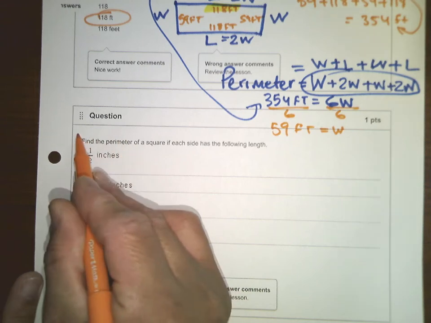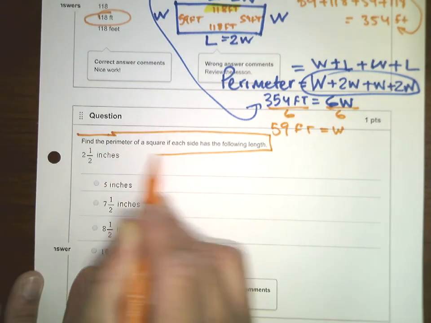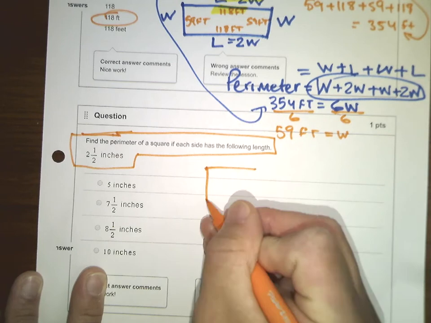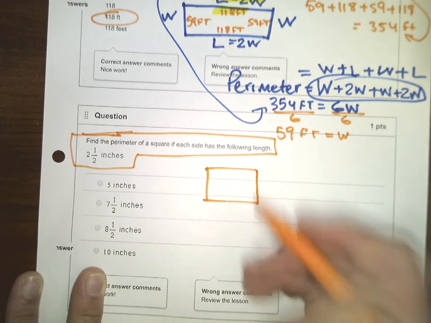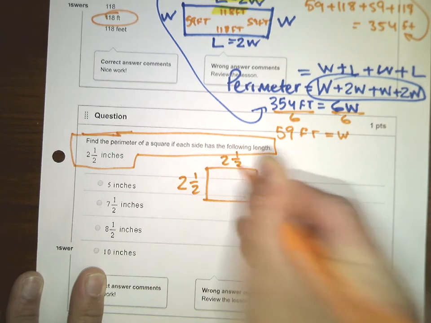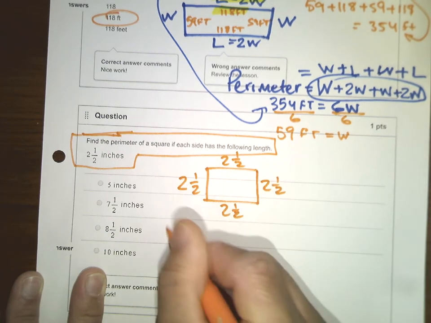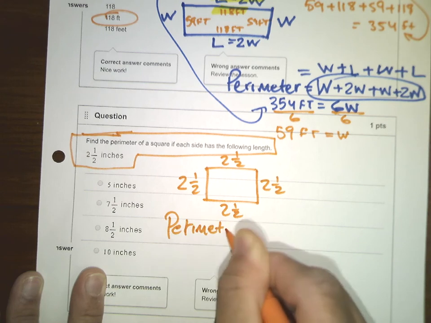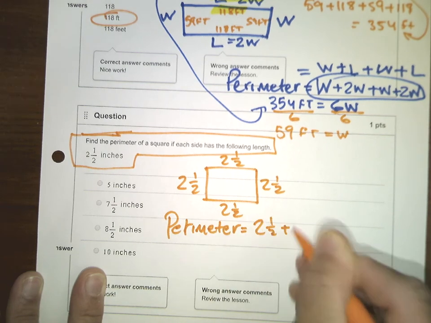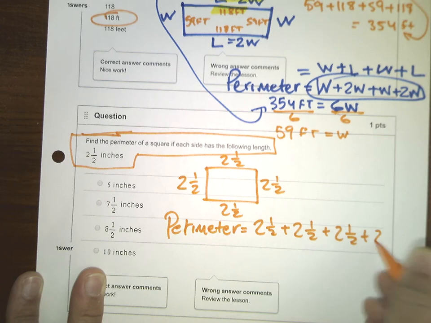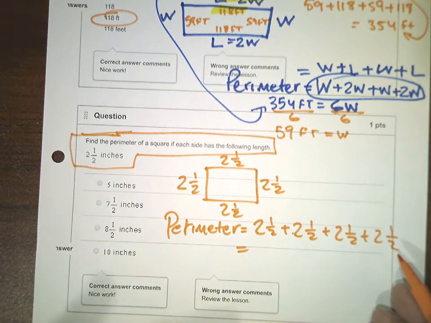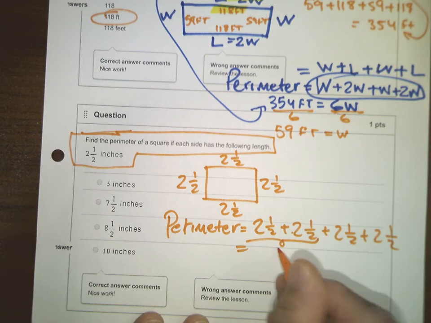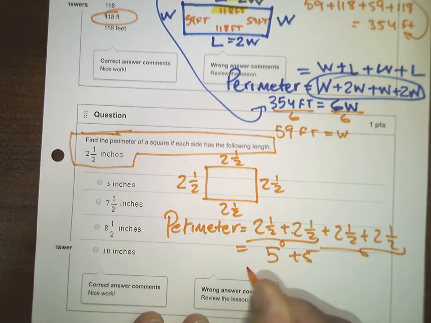Find the perimeter of a square if each side has the following length of 2.5 inches. Well, a square is just really a rectangle with the length on each side all being the same. So 2.5, 2.5, 2.5, 2.5, and then the perimeter is going to be the distance around this square. So 2.5 plus 2.5 plus 2.5 plus 2.5. So 2 plus 2 plus 2 plus 2 is 8. And 1/2 plus 1/2 plus 1/2 plus 1/2 is 2, and 8 plus 2 is 10, or 2.5 and 2.5 is 5, and 2.5 and 2.5 is 5, and 5 plus 5 is 10.